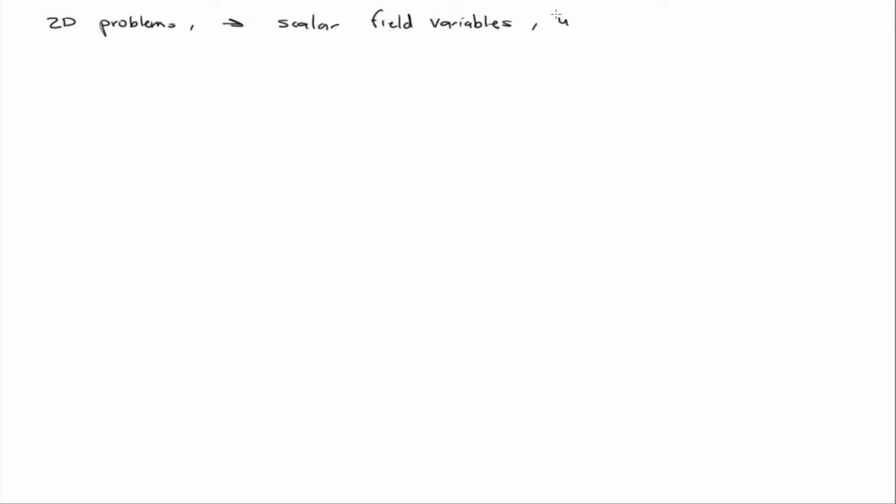When I'm talking about scalar field variables, I mean things like pressure, temperature, right? The next step will be to talk about elasticity problems where it's also 2D, but now every node has 2 degrees of freedom, displacement X and displacement Y. So that'll be the next thing. But first, just some general comments about 2D problems.